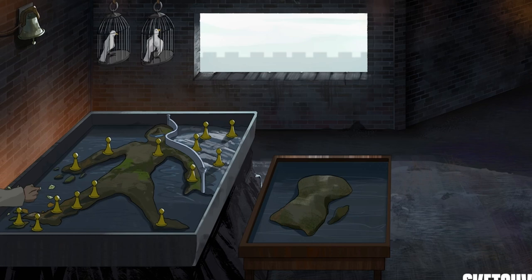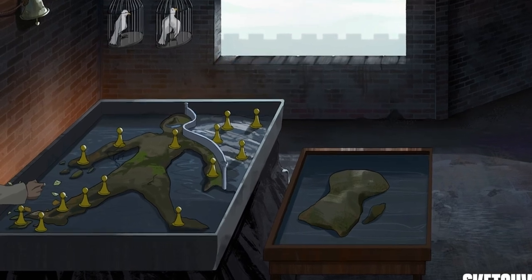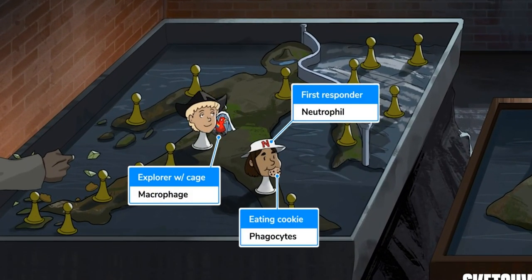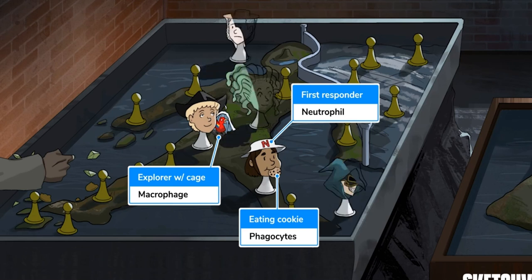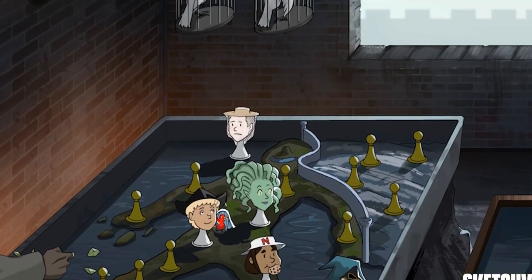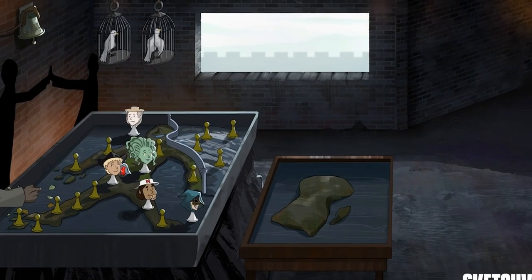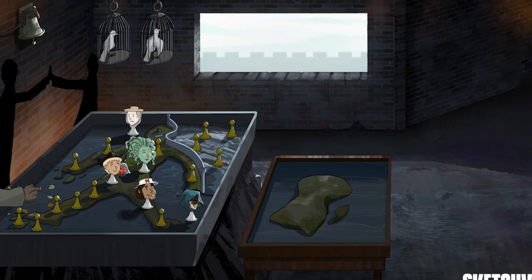We won't go too in-depth now since there are entire lessons dedicated to each of these components, but we'll give you a little preview. First of all, we have some physical and chemical barriers, like city walls. These are the epithelium or chemicals produced by the epithelium. Then we have an array of cells, which you'll recognize from our first video. These are neutrophils, macrophages, dendritic cells, mast cells, and natural killer cells. And last but certainly not least, we have the proteins of the complement system, represented by this complementary high five. And that's the innate immune system in a nutshell. Don't worry, we'll talk a lot more about it in subsequent lessons.